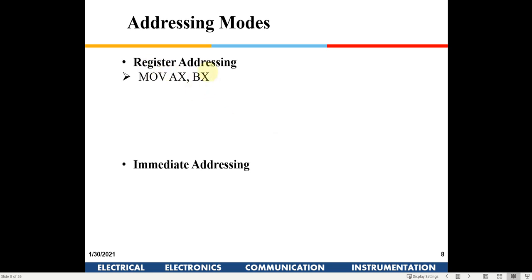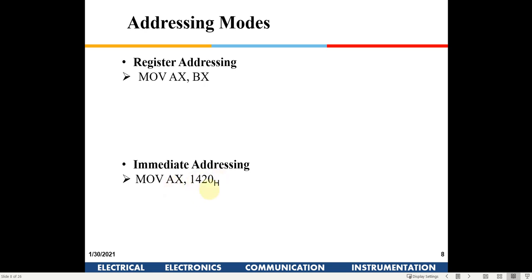So register addressing is MOV AX, BX, wherein the contents of BX are moved into AX. That is why it is known as register addressing. There is also something known as immediate addressing. In immediate addressing, we write MOV AX and the value is given here, for example 1420H, a 16-bit hexadecimal number. Whatever we have written will be fed directly to AX. So this is known as immediate addressing.